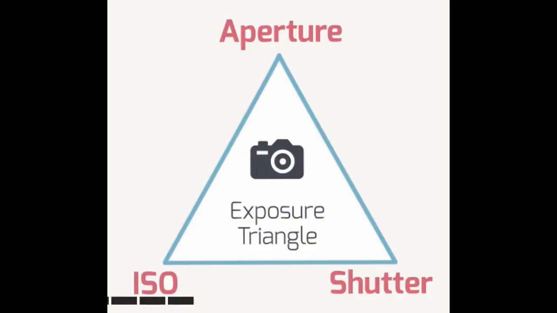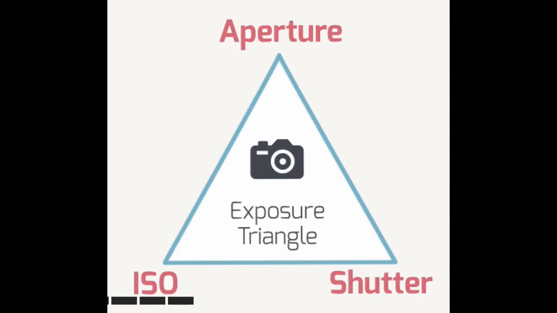So if there's not a lot of light about, you have to go for a slower shutter speed. If there's plenty of light about and your subject is moving quickly, you want a quick shutter speed. So that's the shutter speed. And next is the ISO.